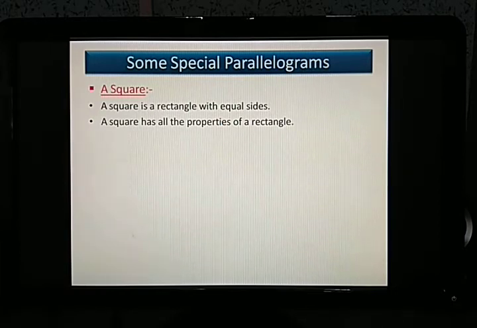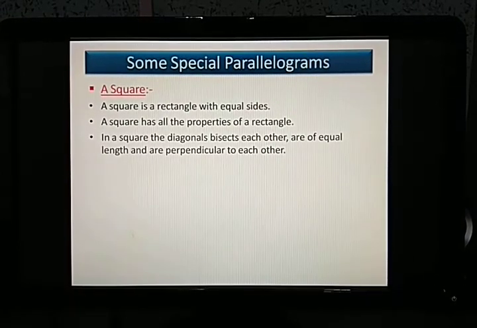It is somewhat similar to a rhombus, since in a rhombus also all the sides are equal, but a rhombus is not a rectangle, but a square is a rectangle with all the sides equal. Now in a square, the diagonals bisect each other, since it is a type of rectangle also. So the lengths are equal and they are perpendicular to each other. Not only do they bisect or have equal lengths, just like a rectangle, they are also perpendicular bisectors.